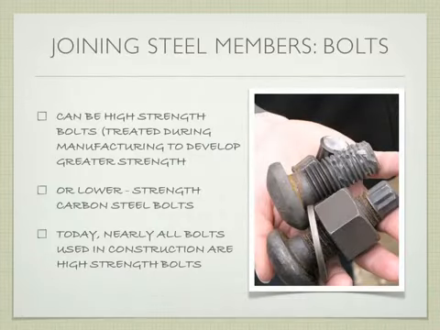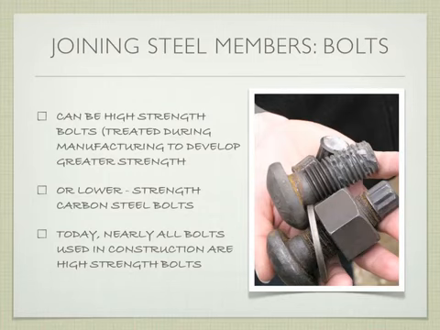So today we're going to primarily join pieces together by either bolting or welding. And so we'll talk about bolts first. There are high-strength bolts that are treated during the manufacturing process to develop a greater strength. There are lower-strength carbon steel bolts, the kinds of bolts that you're going to go buy at like Home Depot or something, a different grade of steel. Nearly all bolts used in this kind of steel construction are going to be the high-strength steel bolts. And I'm going to pass several of them around.